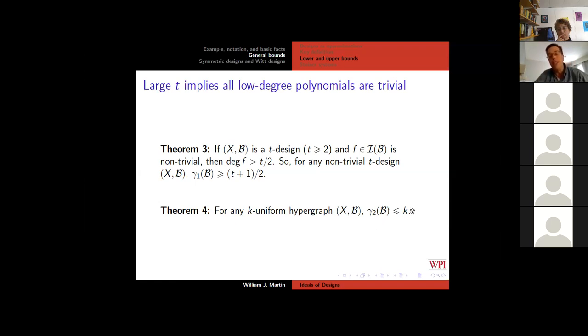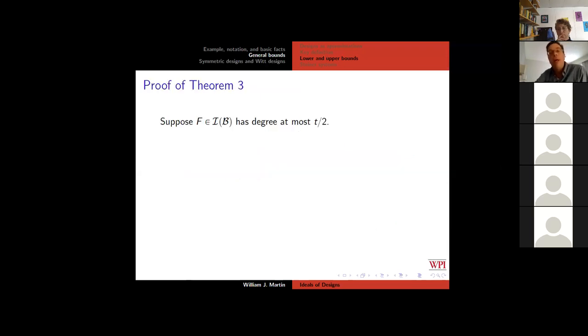But Stinson and I constructed infinitely many triple systems. So these are designs with block size 3, where gamma 2 is exactly k. So we think that for very messy objects, you can often get exactly k. But for beautiful objects, you should get things that are smaller, gamma 2 smaller than k.